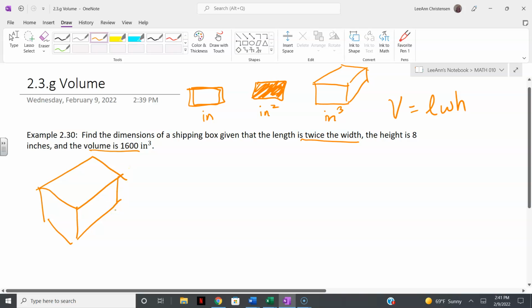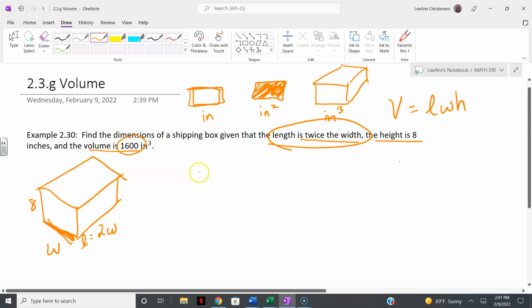Okay. It says the length is twice the width. Okay, let's say this right here is the width. Then the length is twice or 2 times the width. So that would be the length. The length is twice the width. And then it says the height is 8 inches. Okay, I'm going to say this is the height, and that's how tall the box is, 8 inches. And the volume is 1,600.